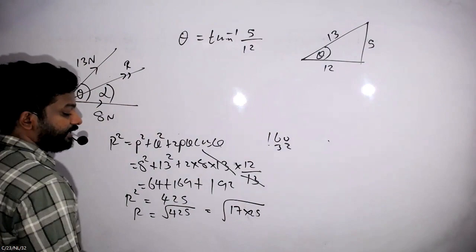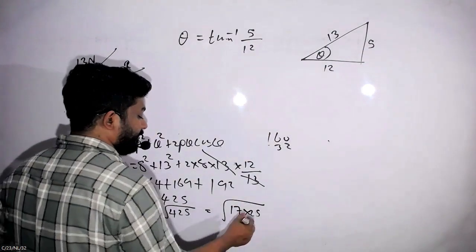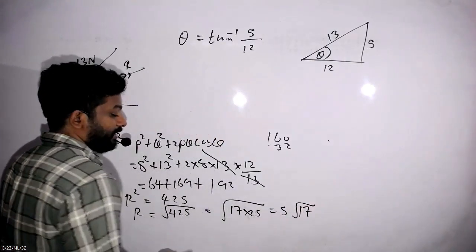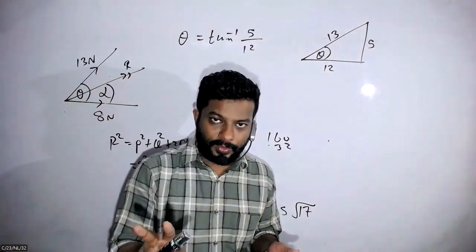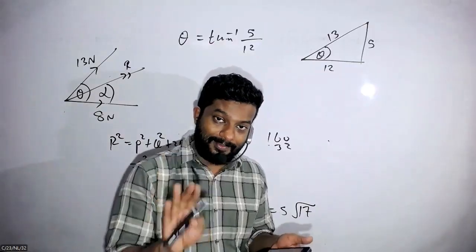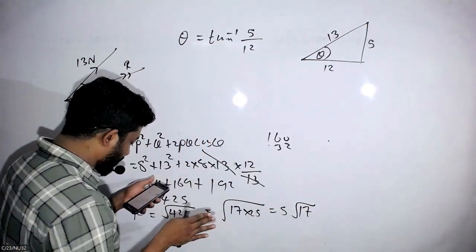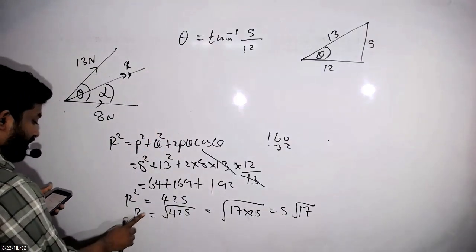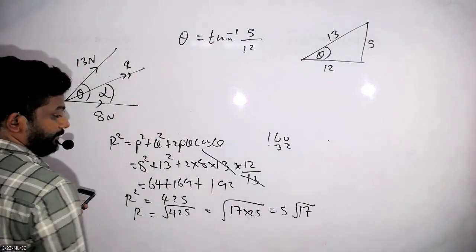Square root of 17 into 25. Square root of 25 is 5. So 5 root 17. This one is the answer. Did you see there are two answers that have the same magnitude? Answer number 2, 5 root 17. Answer number 3, square root 425.